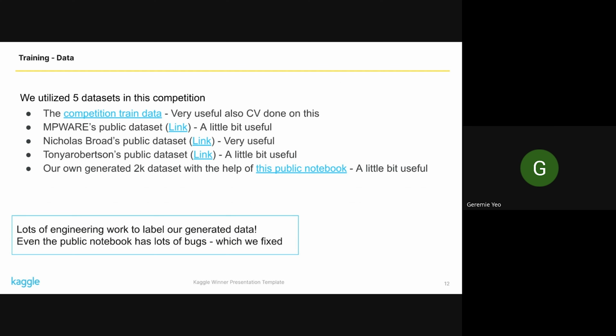We had to fix lots of bugs in the publicly shared pipeline as well before it worked properly. The dataset is key behind model performance, where the quality is often more important than quantity, especially in this challenge. A good dataset with 500 samples would do better than an average dataset with 5,000 samples.